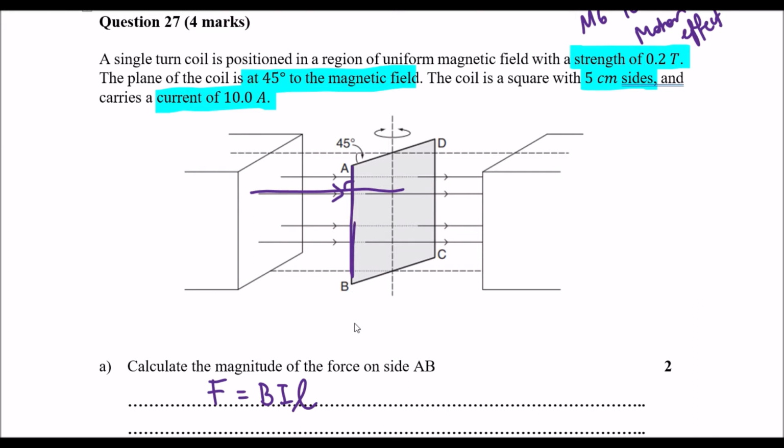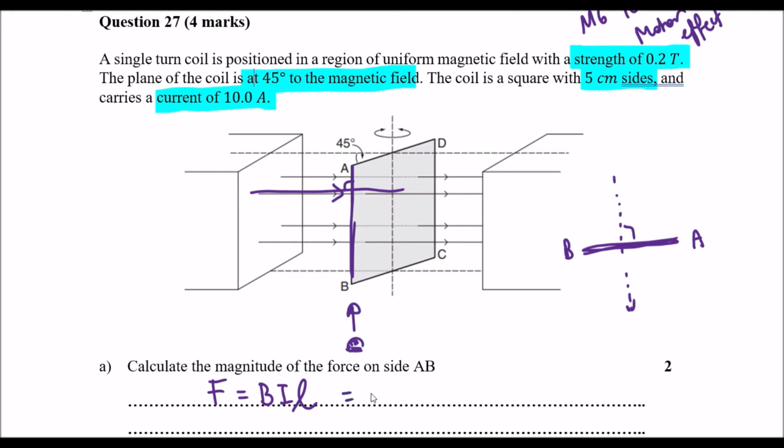So say if I was to look at this side on, if I drew my eyeball here, I'm looking dead set flat on that side, I'd see the wire, B to A, and I'd see the magnetic field, if I could actually see it, cutting it at a 90-degree angle. So I don't need to use sine theta in this calculation, I just need to use BIL, okay?